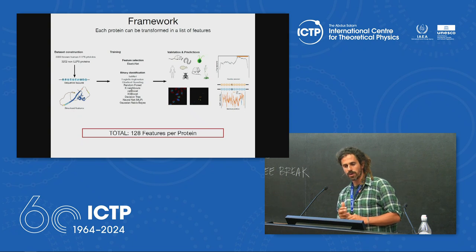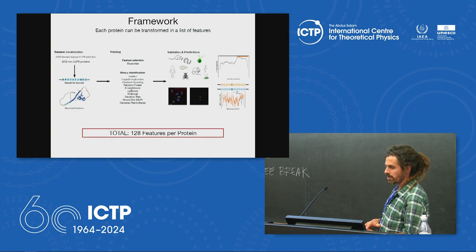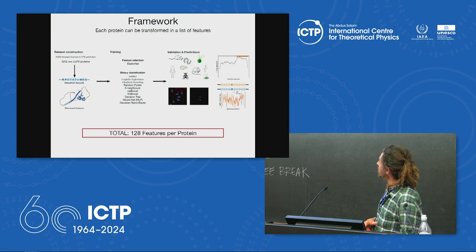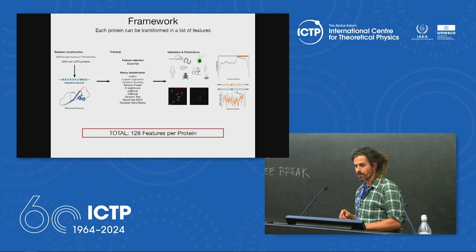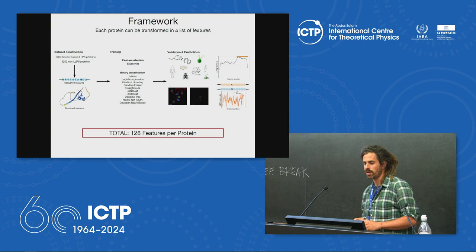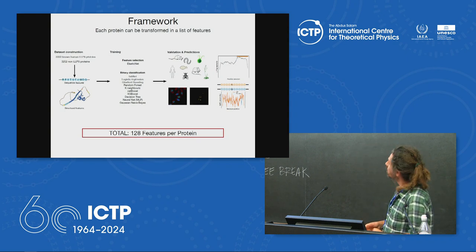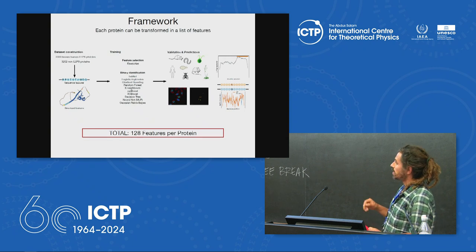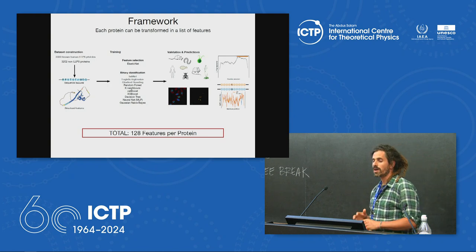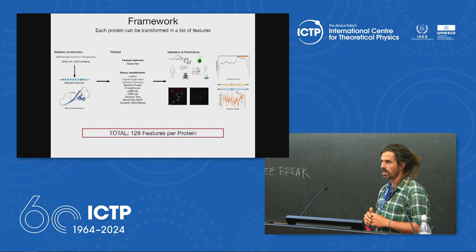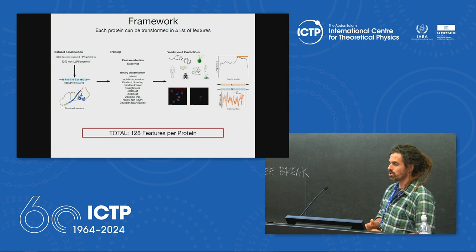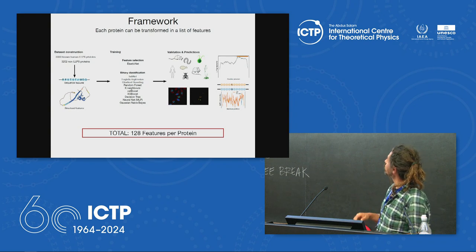then we validate our predictions on experimental data in different organisms, and also using fluorescence images from the Protein Atlas database. And moreover, we can design a profile through the sequence where we can identify regions of the sequence that drive the liquid-liquid phase separation. And moreover, we are able to score mutants.